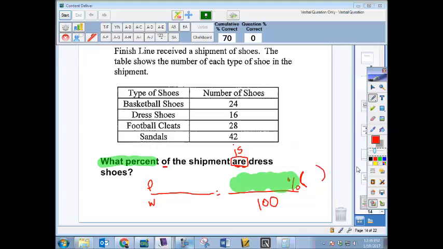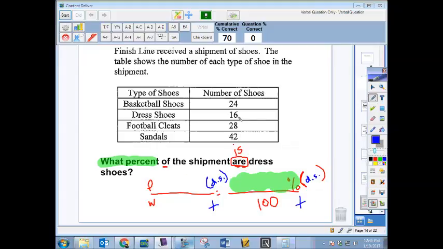But think about this for a minute. We're trying to figure out what the percentage would end up being. What is the percentage going to tell us? How many of the dress shoes there are, right? The percent that's dress shoes. So if that's the percent that's dress shoes, this is going to be the actual amount of dress shoes. This must be the total, right? See how I did that?